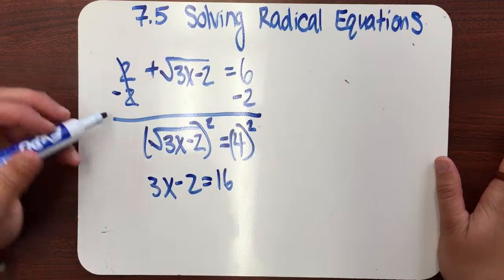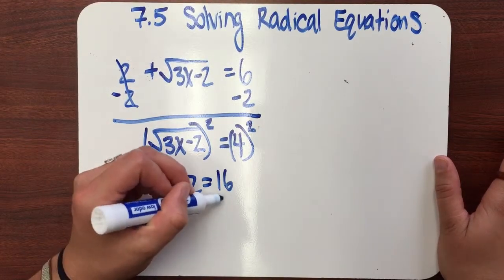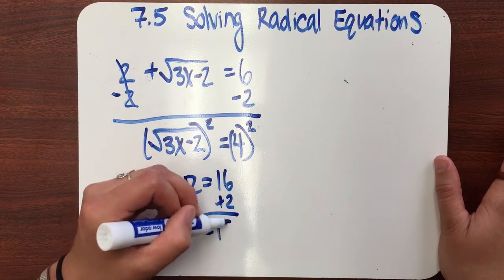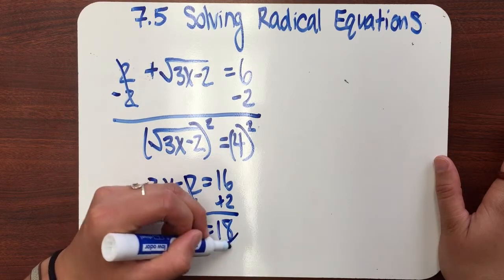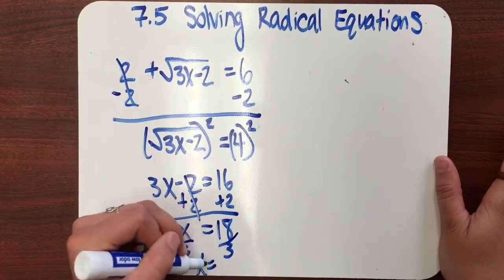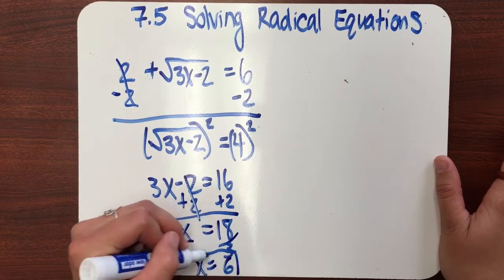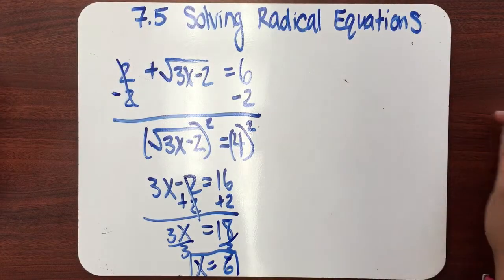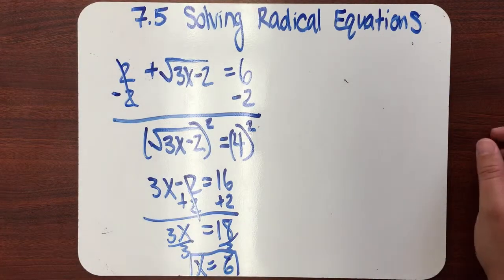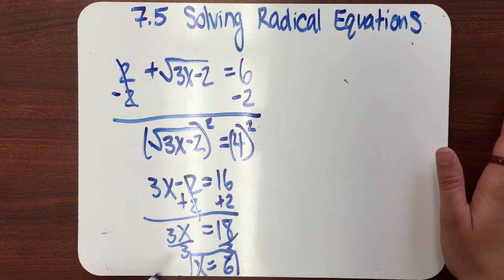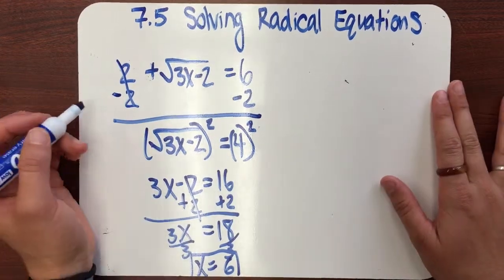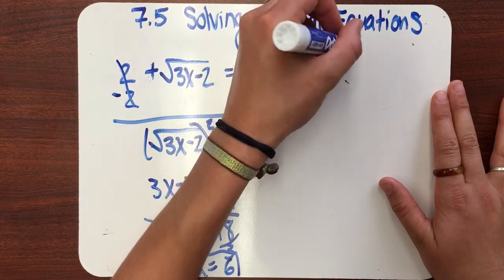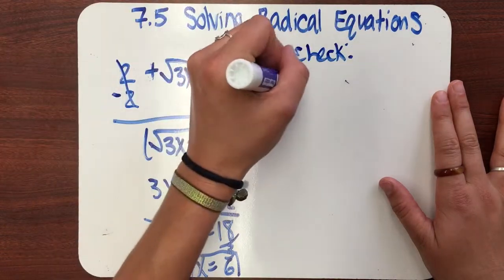Now it's just a linear equation that you're solving. We add 2 to both sides. We get 3x is 18, we divide both sides by 3, and we get x is equal to 6. And that is our first part of solving radical equations. You have to make sure that you also check these to make sure that it's an actual solution. So to check it, you're going to plug it back into the original problem.